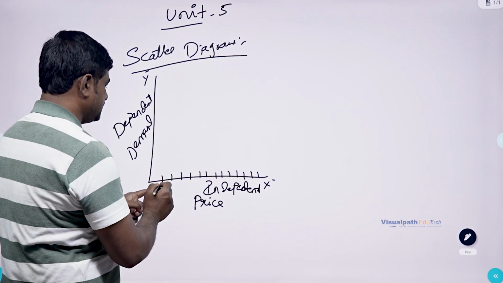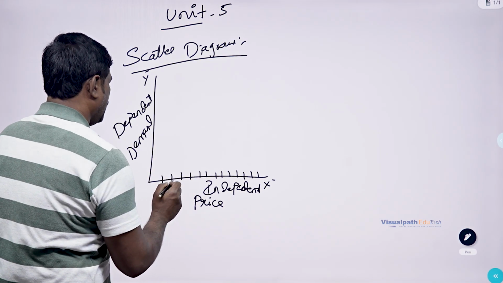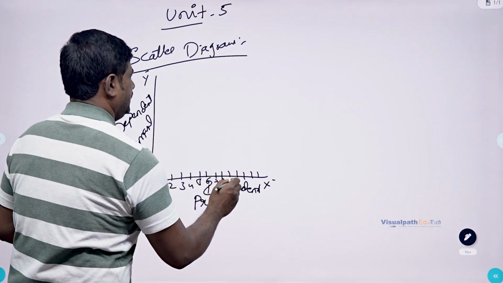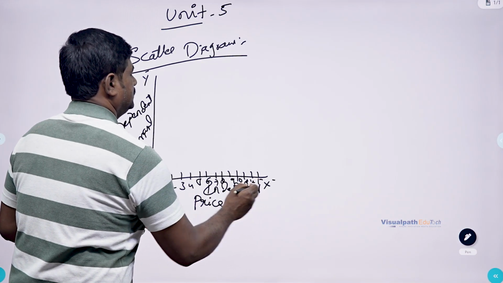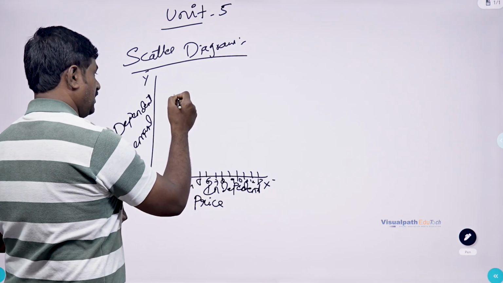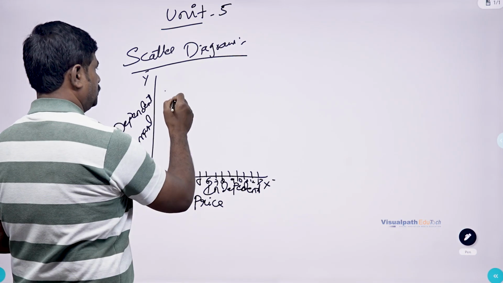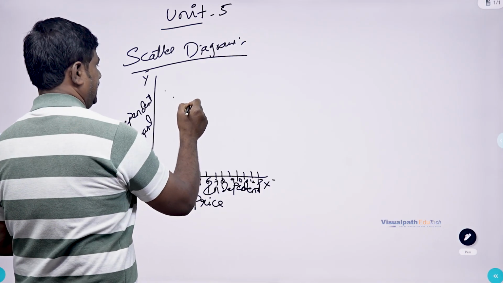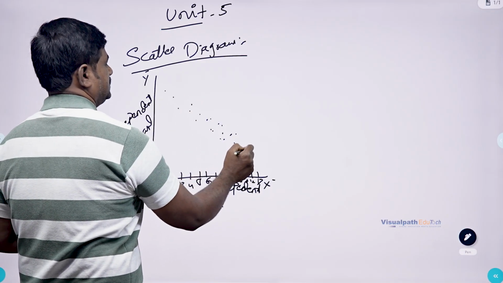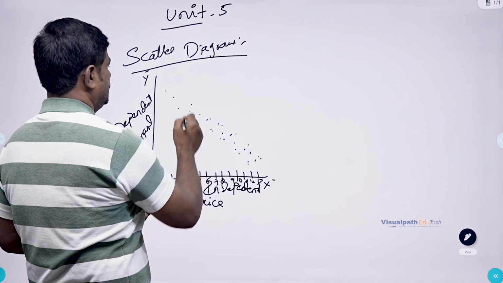So for example, this is the price level: 0, 1, 2, 3, 4, 5, 6, 7, 8, 9, 10, 11, 12, 13. So what is the demand level? If the price is 1, what is the demand? Like this. If the price is 2, like this. Price is 3, like this. So here we will get different directions according to this diagram.